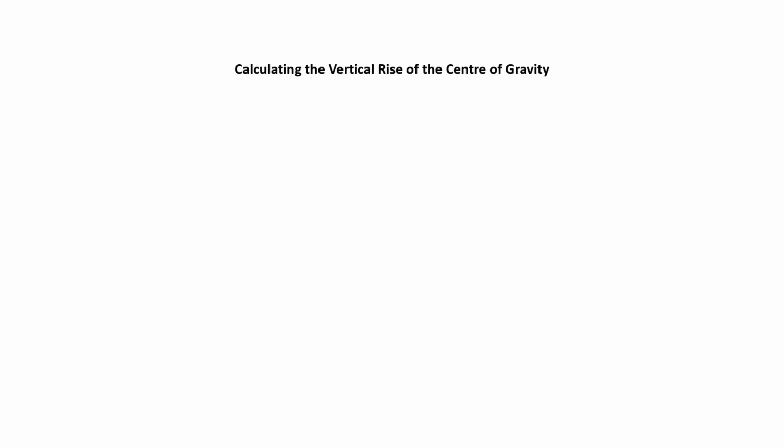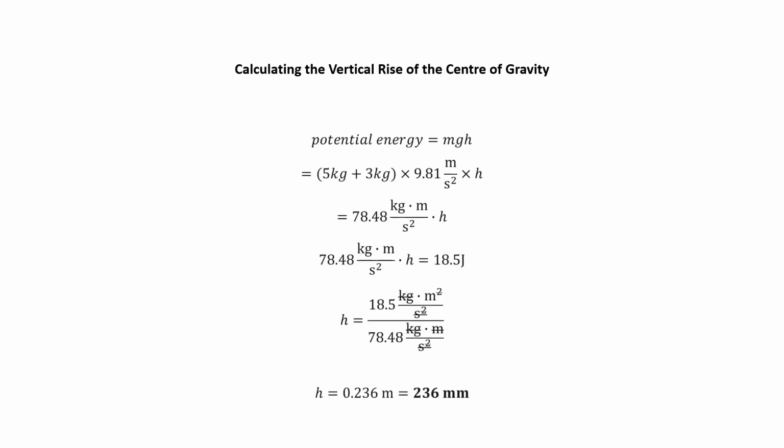Calculating the vertical height rise. If we let h equal the vertical height through which the combined system passes, we can calculate that the potential energy of the system is equal to 78.48 joules times h. As the potential energy of the system must be equal to the kinetic energy of the system immediately after impact, we can state that the potential energy, 78.48 joules times h, is equal to the kinetic energy after impact, 18.5 joules.